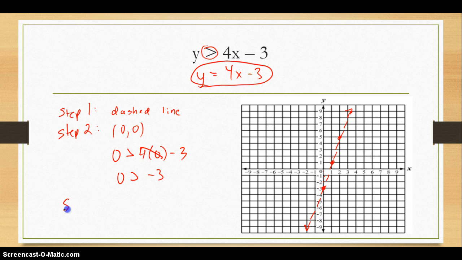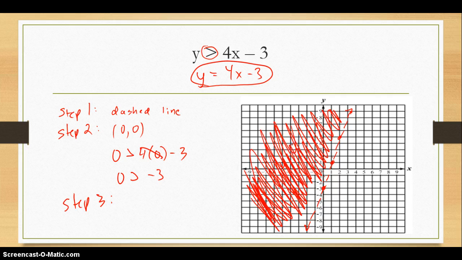Yes. So step 3 says, if the statement is true with the point you picked, you shade that side. So we know that this is true, so we're going to shade that side. So any point that's not on the line but to the left of this line will make that statement true.